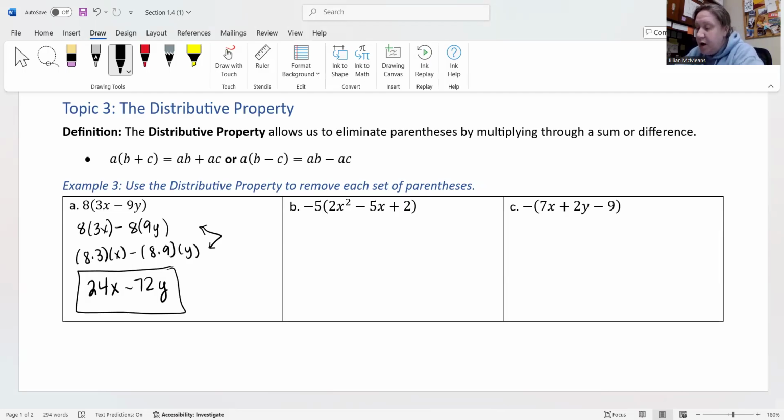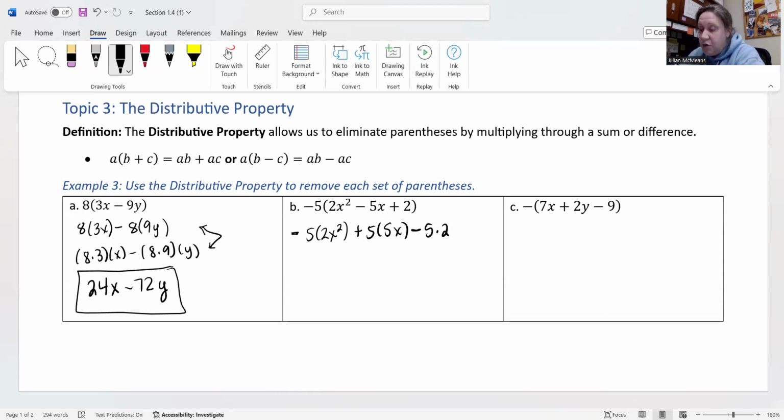Okay? So for part B, we are multiplying everything by a negative on the outside, so watch those signs. We want to take negative 5 and multiply it by 2x squared minus 5x plus 2. So I would take a negative 5 times a positive 2x squared, that gives me a negative, so I get negative 5 times 2x squared. For the next term, I've got negative 5 on the outside, and then I have negative 5x on the inside. Remember, when you multiply two negatives, it makes a positive. So this is going to be positive 5 times 5x. And then I have negative 5 times positive 2. A positive and a negative make a negative product, so I get negative 5 times 2.